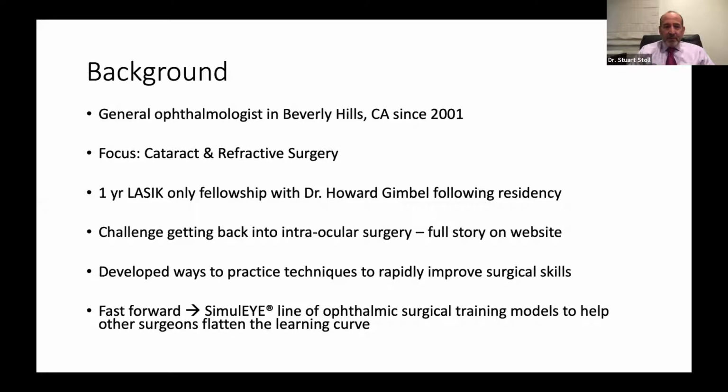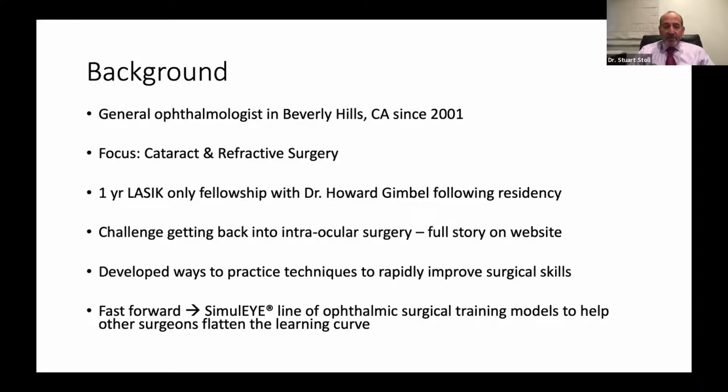I learned a lot about LASIK at that time, but I did not get to do any cataract surgery or any intraocular surgery because I was a US citizen, and being in Canada, they would not allow me to do any cataracts. So I got to watch Dr. Gimbel and learn from him, but I couldn't perform surgery. And so my skills as a cataract surgeon were only at resident level.